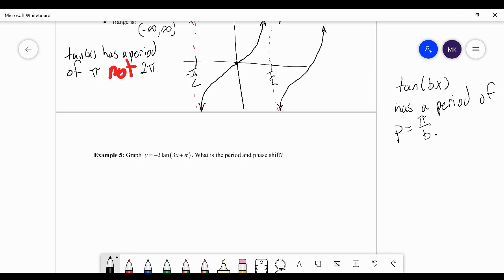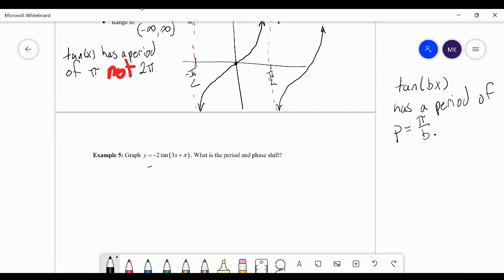Now, the first thing I want to do with this is rewrite it, because our phase shift works the same way as it did with sine and cosine, so we need to rewrite this function. I'm going to do that, and we get -2 tan of 3 times x plus pi over 3. That makes it really easy.